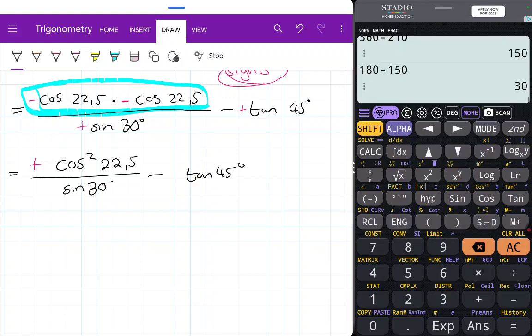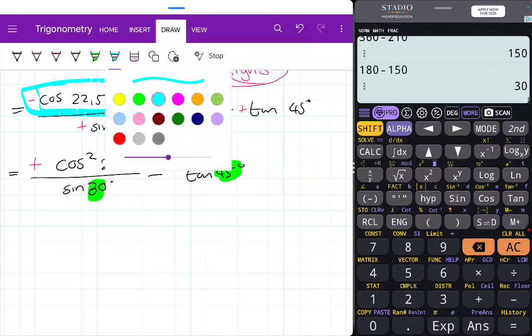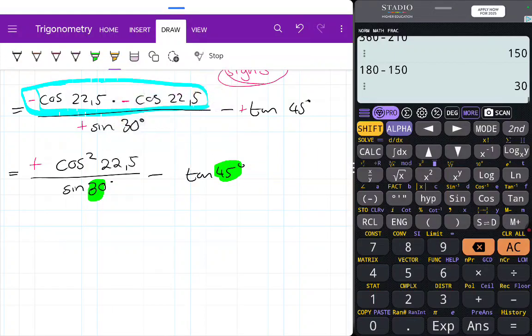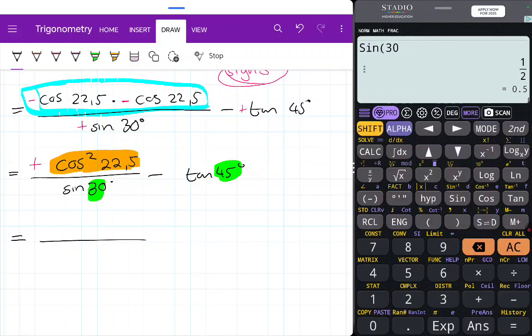We can identify 2 different things over here. First thing I can see is special angle, special angle. The second thing that I can see here is actually familiar. You should be able to identify that. So let's go ahead and deal with our special angles. Sine of 30 should give me a half. So my denominator is a half. Tan of 45 should give me 1. Minus 1, and then we're dealing with our numerator.